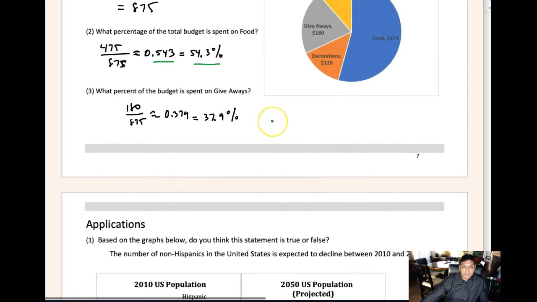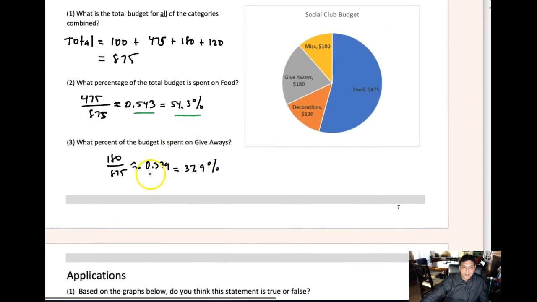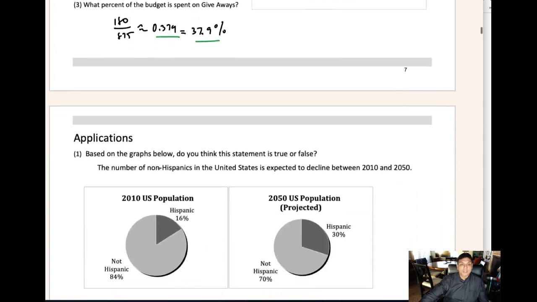What percent of the budget is spent on giveaways? Again, 180 divided by 875. You get a decimal, and then this is the percent. You're moving the decimal or multiplying by 100.